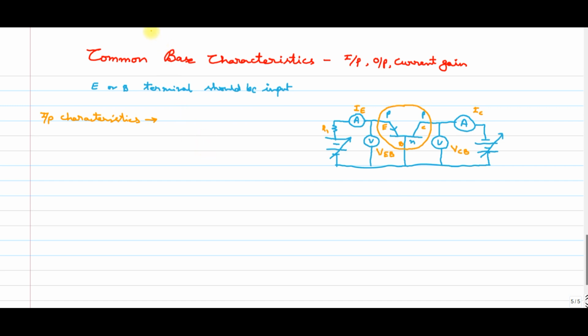So what do we need to keep constant here? Input characteristics means the output voltage VCB is kept constant, and we vary the input voltage VEB and obtain the variation in IE. This is what we call input characteristics.